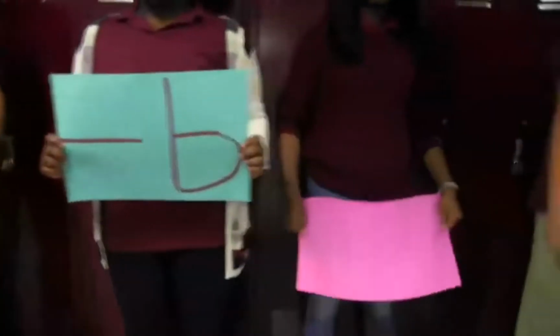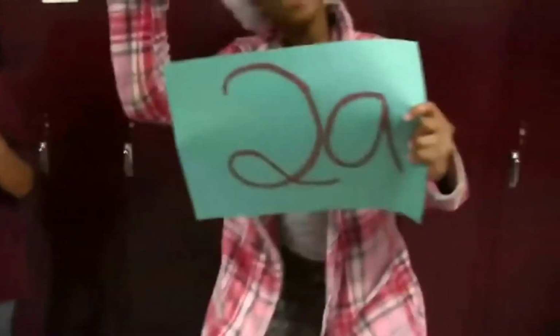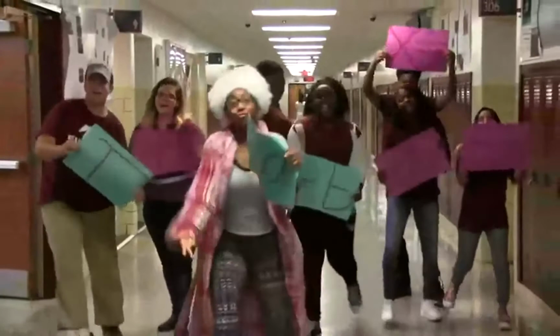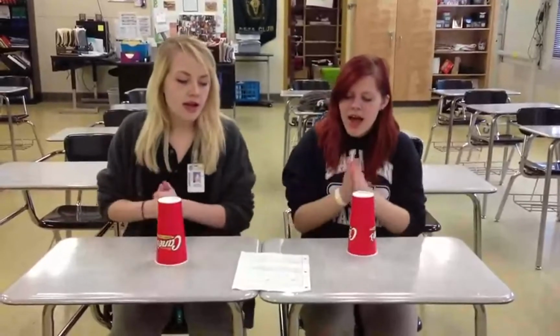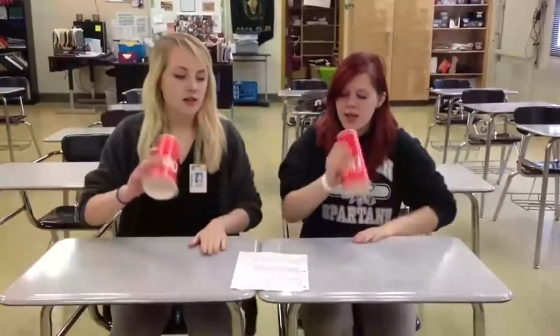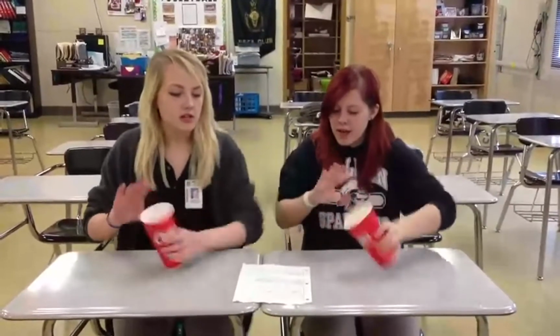X equals negative b plus or minus square root b squared minus 4ac divided by 2a. 2a! 2a! Quadratic formula is a breeze. Identify A, B, and C. Then you gotta plug them into the formula, begin by setting it up. Here's how it goes. X equals negative b plus or minus the square root of b squared minus 4ac all over 2a.